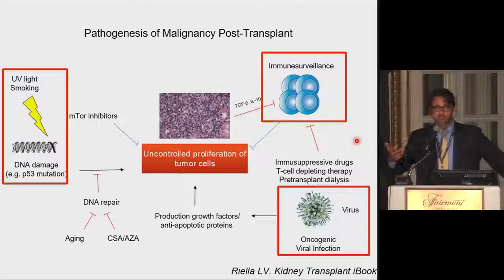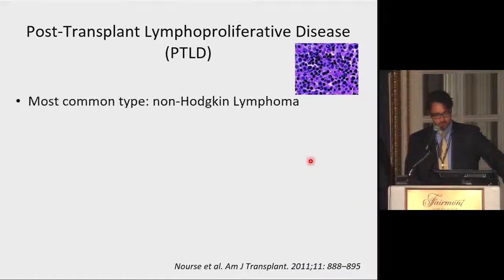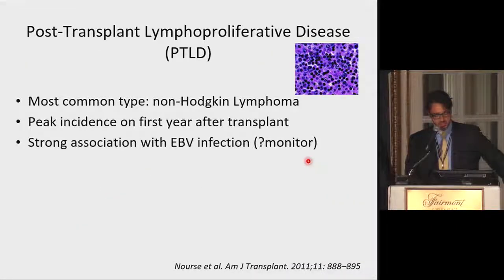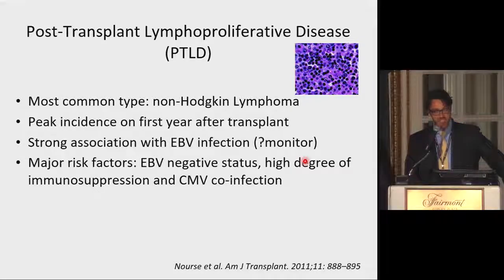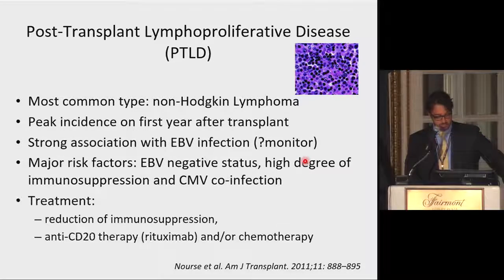However, when you're immune suppressed, some of these shut off mechanisms are affected. So these are the three main roles of how this may occur. So PTLD, we discussed a little bit about the bimodal presentation, the high association with EBV infection, and the risks include high immune suppression, co-infection with CMV, and the presence of EBV negative serologies prior to transplantation.